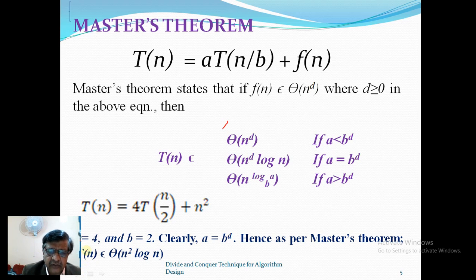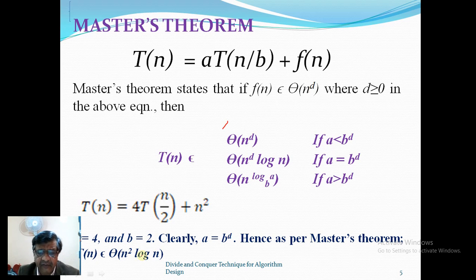So here a equals 4, b equals 2, and clearly a is equal to b to the power of d. Hence, as per the Master's theorem, it belongs to big theta of n to the power of d log n. d here is 2, so that is n square log n. So there is no difficulty involved. Thanks to the master, we have been given a ready solution.